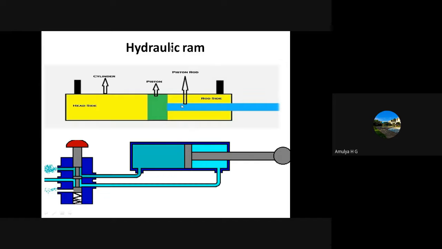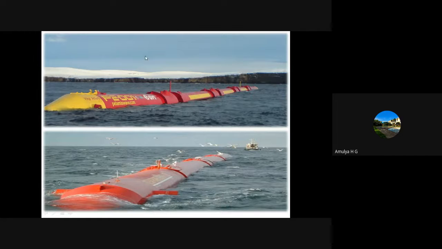So based on this hydraulic pumping action, the high pressure oil through this hydraulic motor is going to drive the generator, and that converts it to electricity. So this is the working of the Pelamis or the attenuator.